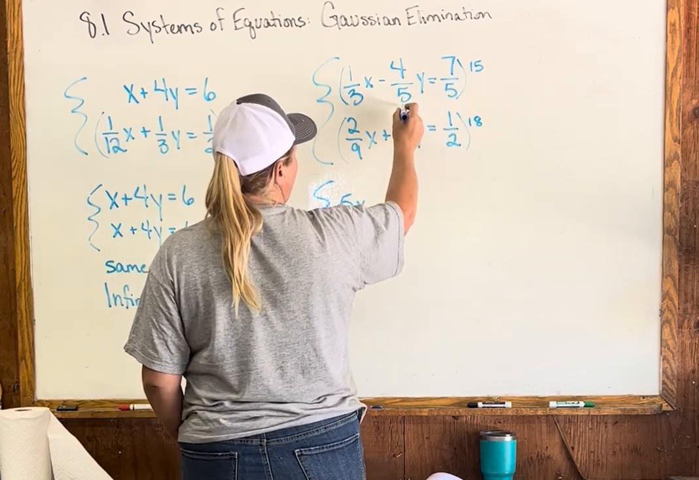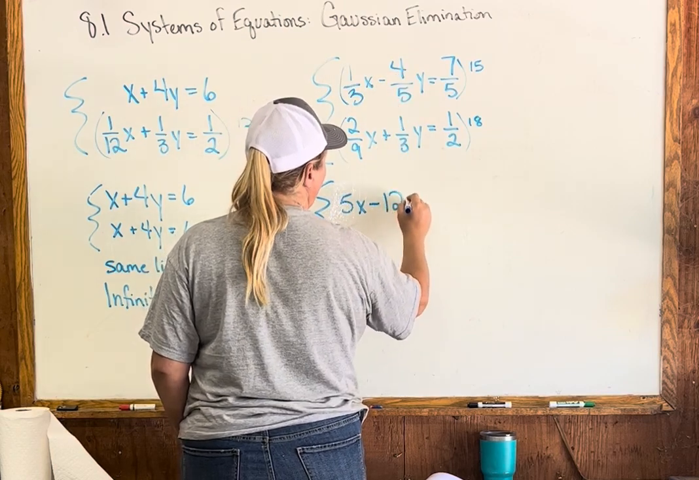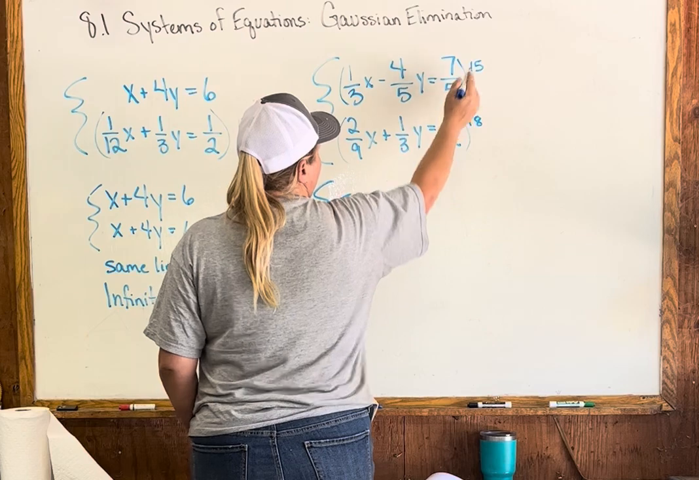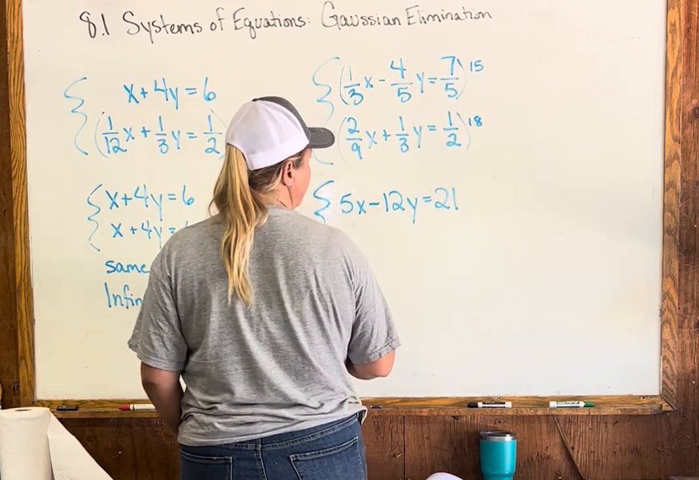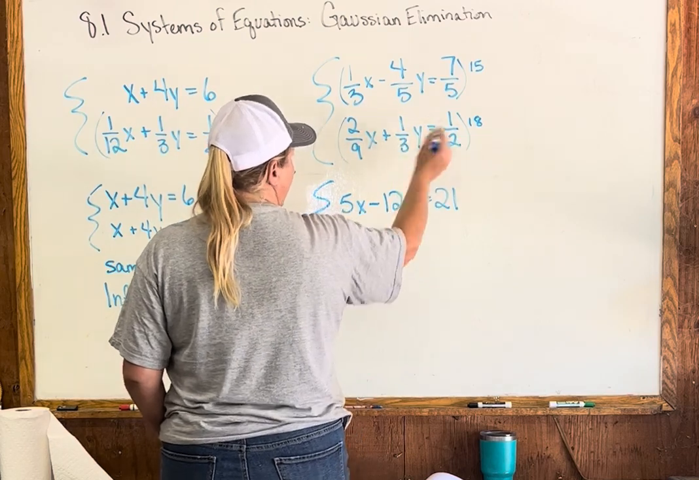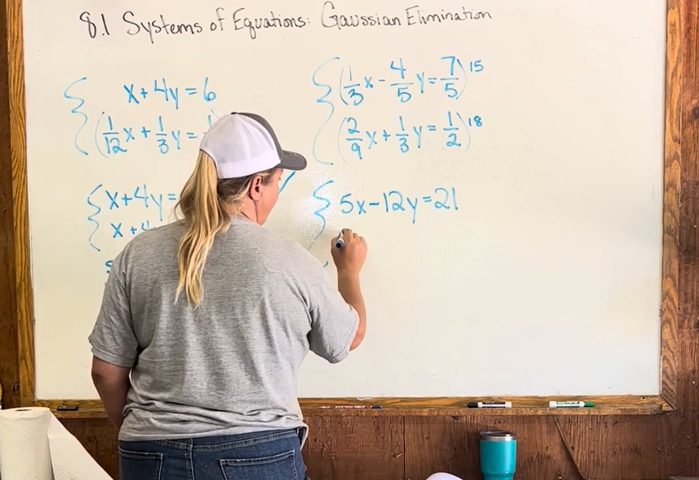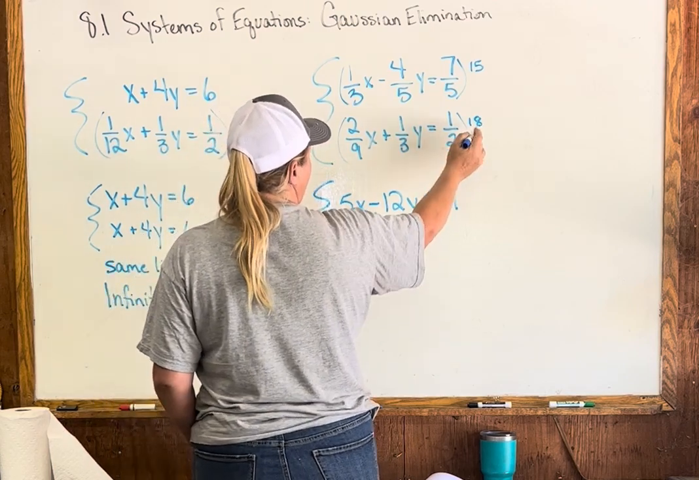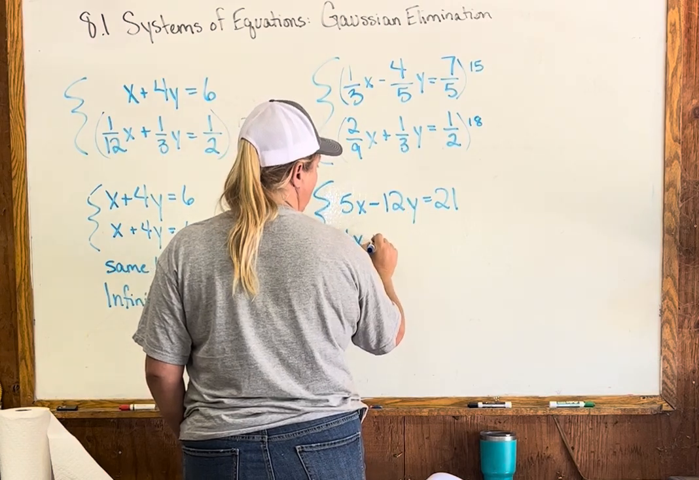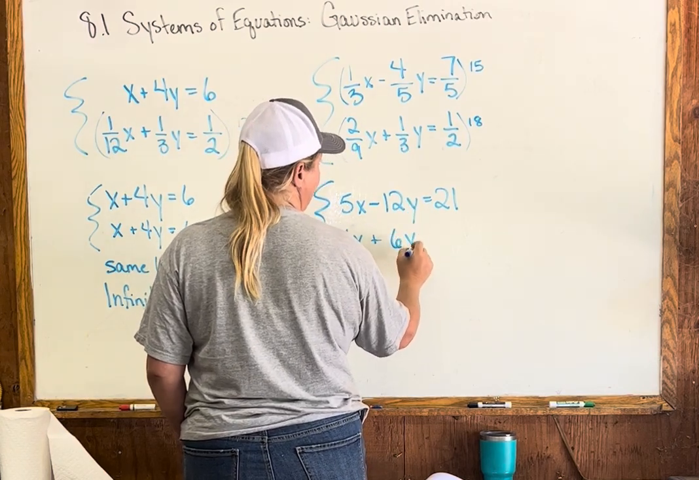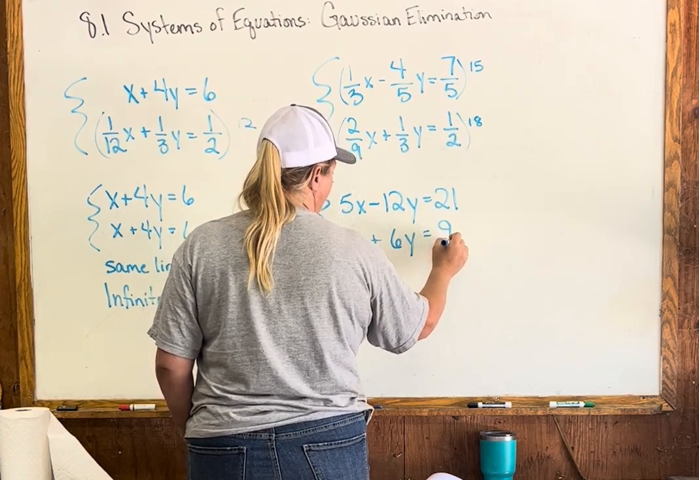15 divided by 5 is 3. So with that 3, that's going to make that minus 12y. And 15 divided by 5 is 3 again, so that's going to be 21. Now, 18 divided by 9 is 2, so that's going to make that a 4. 18 divided by 3 is 6, so that'll be plus 6y. And 18 divided by 2 is just going to be 9.